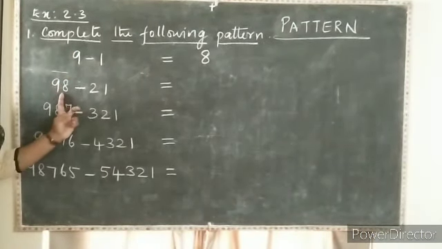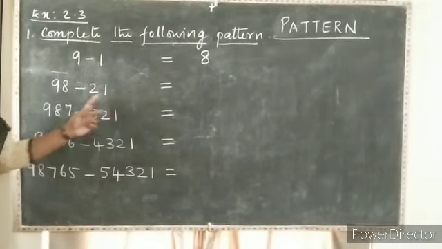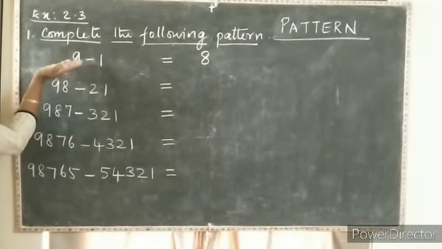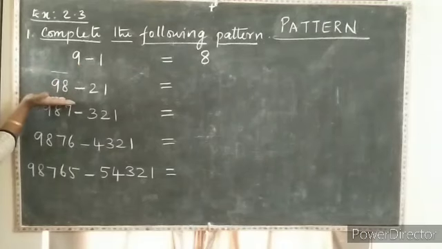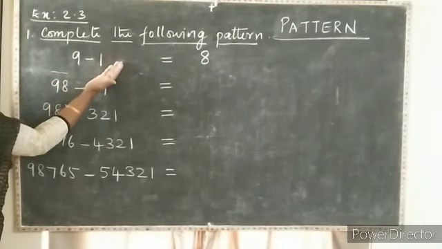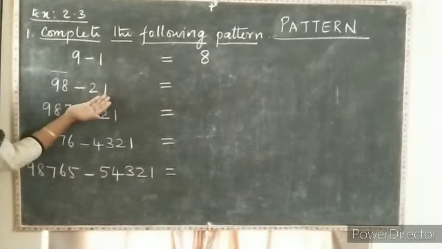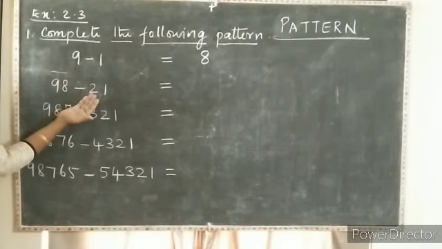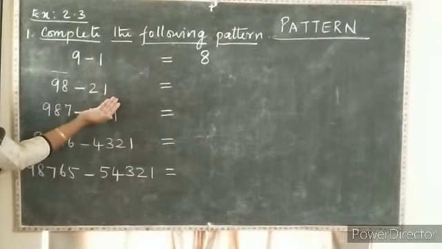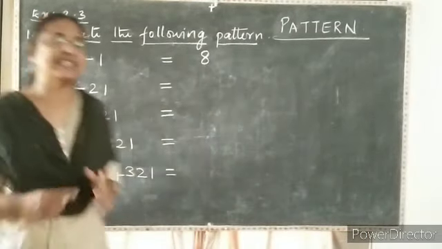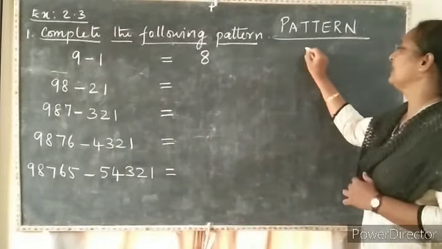Okay. Now look into this. Next one is 98 minus 21. Now look into the before number. We have only 9. In the second one, along with 9, we have 8. And in the same way, we have only 1. Again, here we have before number. What is the number here? 2, 1.